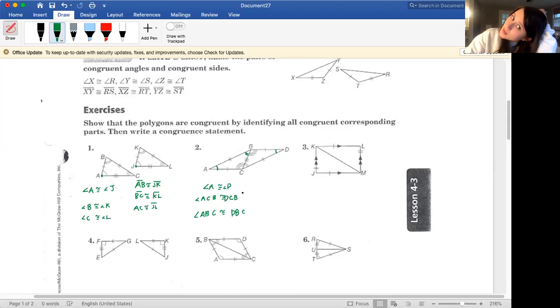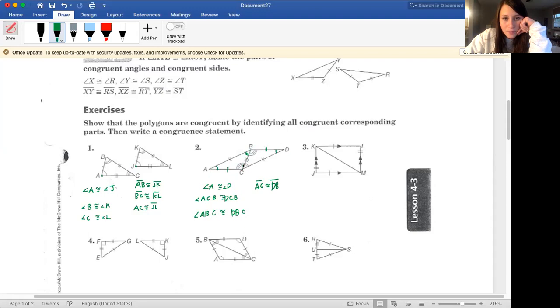All right, now let's look at the sides. Now the sides, this has one mark. So I'm going to say AC is congruent to DB. All right, D is where A is, right? Those are in the corresponding spots.